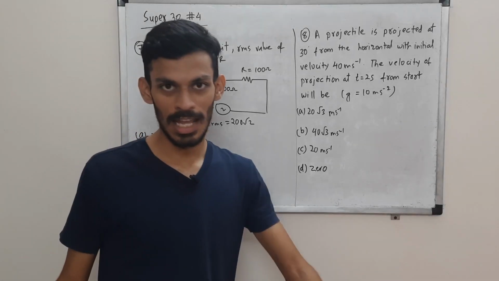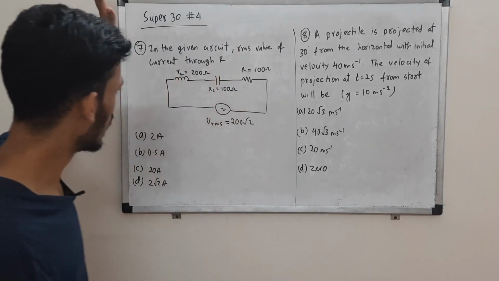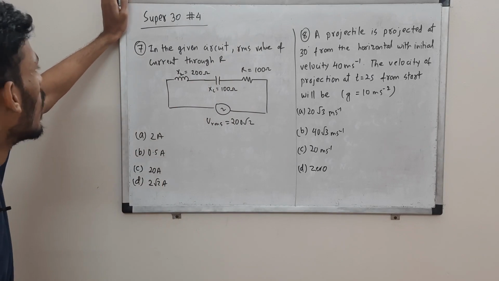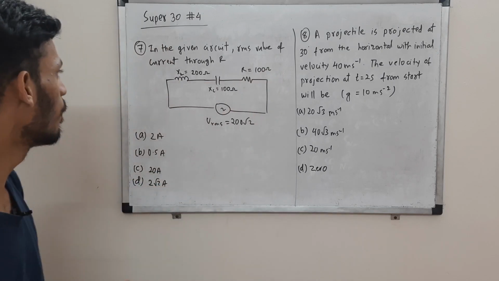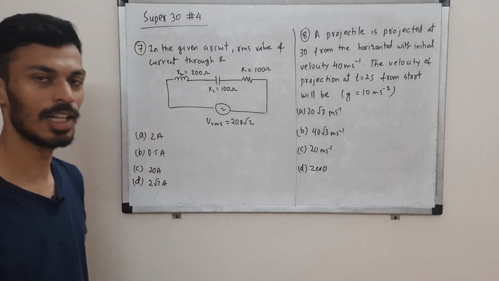So question 7 and 8 over here. Question 7 is from AC. Okay, so in this question we are given a circuit. We have LRC. We are supposed to find the RMS value of the current.